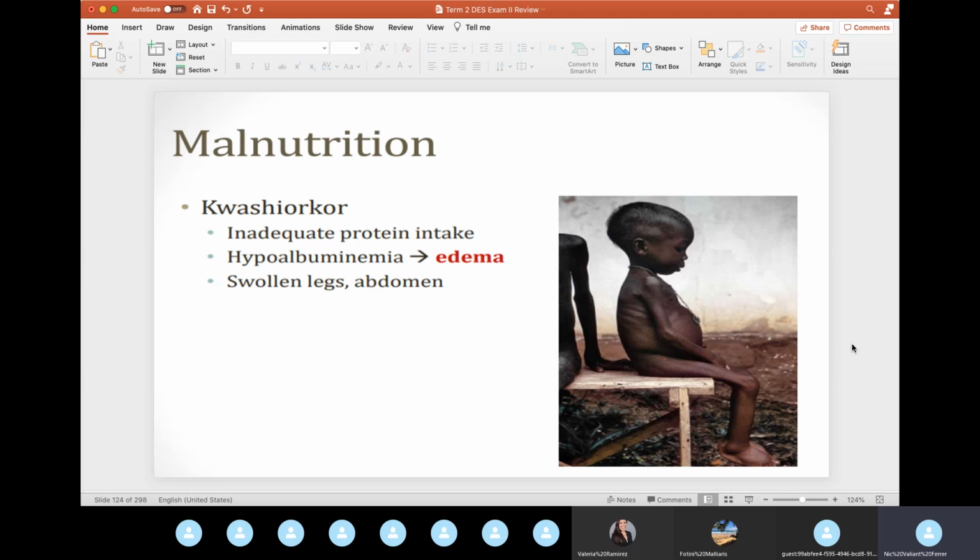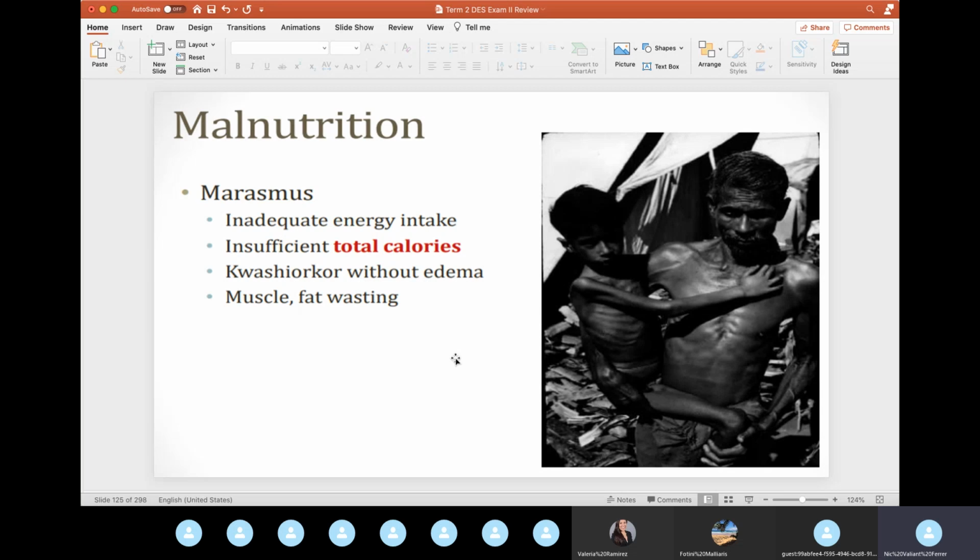Now, contrast this one with marasmus. Marasmus is inadequate energy intake. So you have insufficient total calories. You don't have edema. You have muscle and fat wasting.